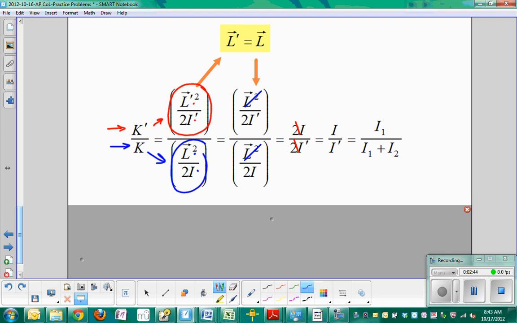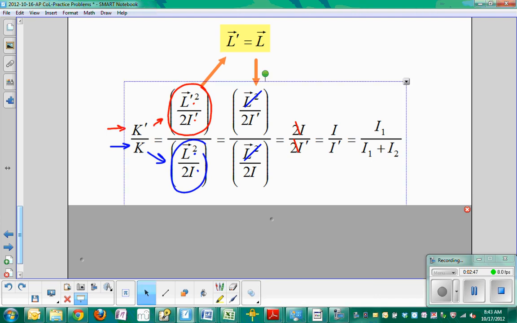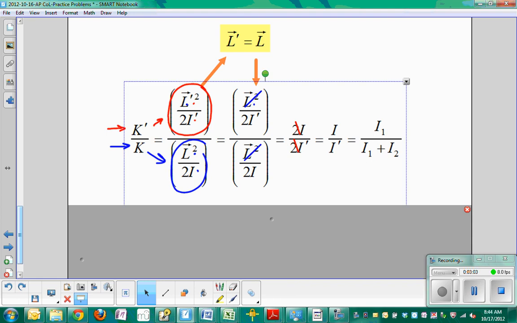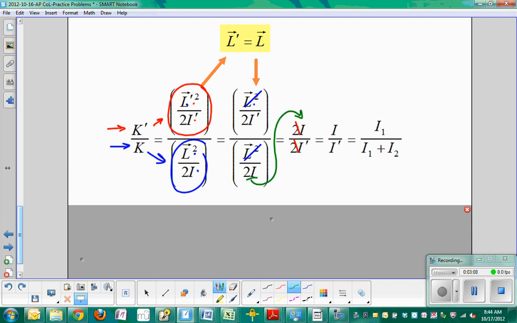All right. Since we know right here that L prime is equal to L, I just substituted L for L prime right here. The rest of this stuff in here is the same. Now, see in blue here, we cancel out the L squareds, and then we just flip everything around, so we get 2I over 2I prime is equal to K prime over K. Cancel out the 2's, and we get I over I prime, and I we said is I1, and I prime is equal to I1 plus I2.